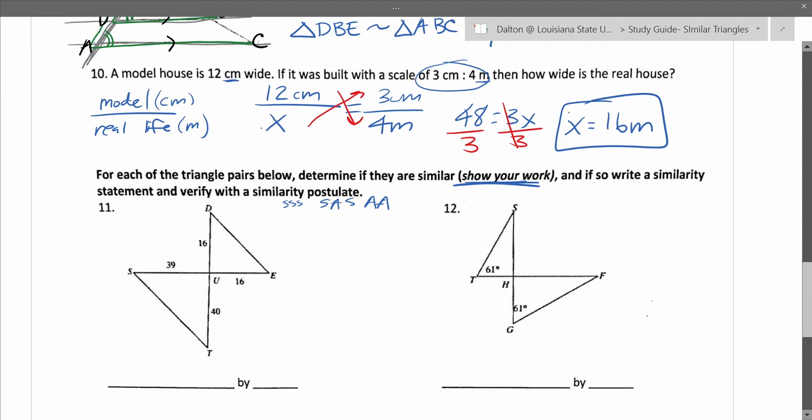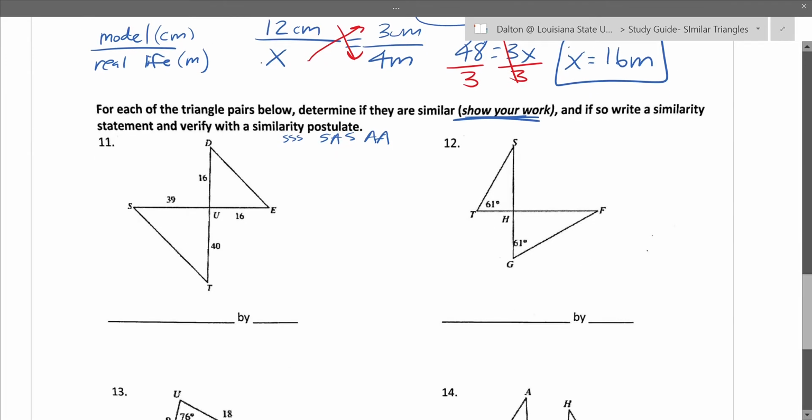So for number 11, let's look at what information I'm given. I'm given 2 pairs of sides. So I know I have an S and an S. And I know that these angles in the middle are congruent to each other because they're vertical. So my shot at this is going to be SAS, but I don't know for sure. I know the angles are congruent, so that angle's good, but I need to check, are the sides proportional?